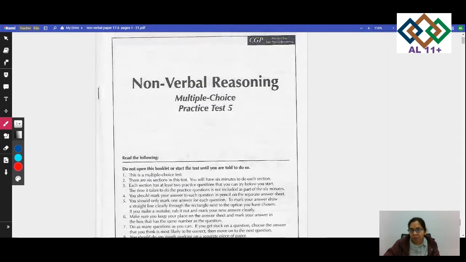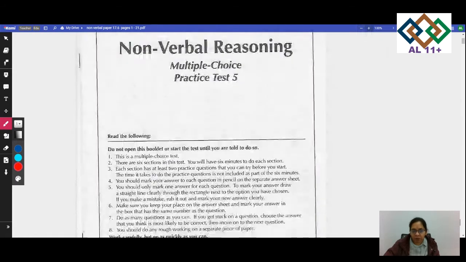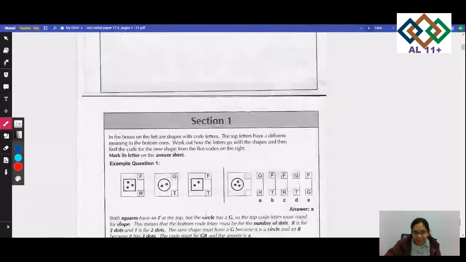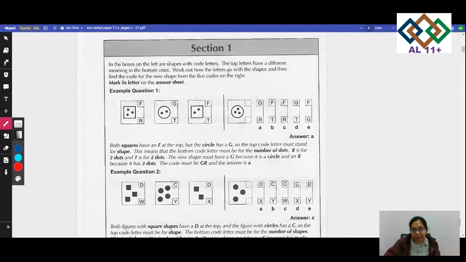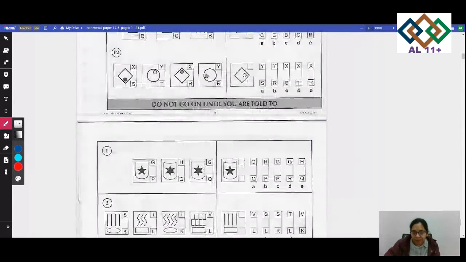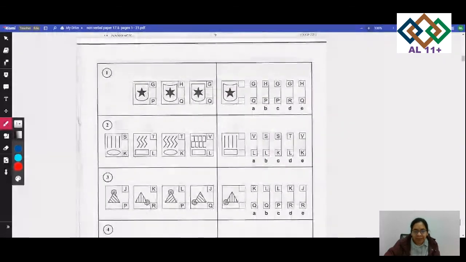I hope you all are able to see it. I'll make it a little bigger for you all. Hope you all can see the paper. So let's get started. The first section in this paper normally tells you to work out the codes. So you have to find the code for the shape. Let's get started with section 1. In this, you have to find what the code is for this shape here.